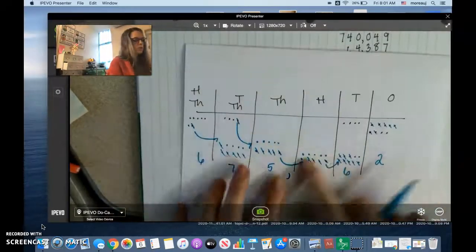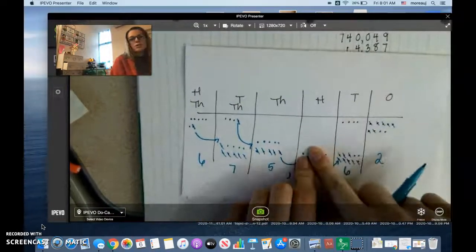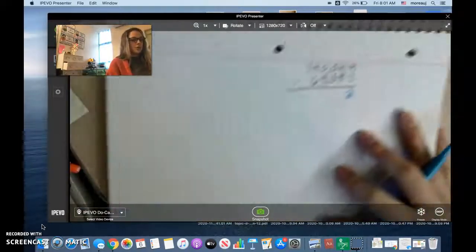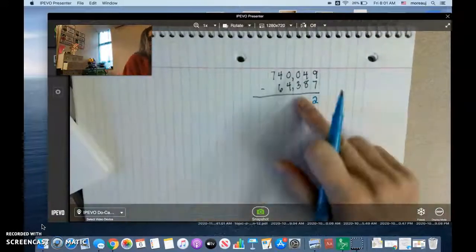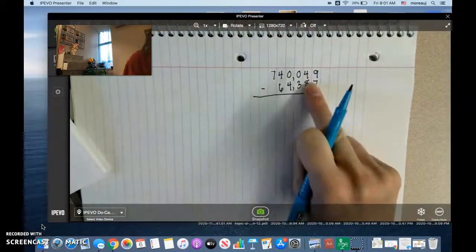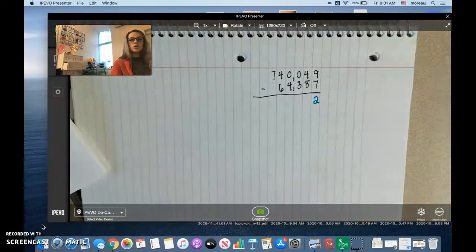Okay, so this is just the model to show you why we can't take away from 0. We have to decompose. But let's get back here and see how this is reflected here. So let's get back to our 4 minus 8. Well, we know 4 is too small.